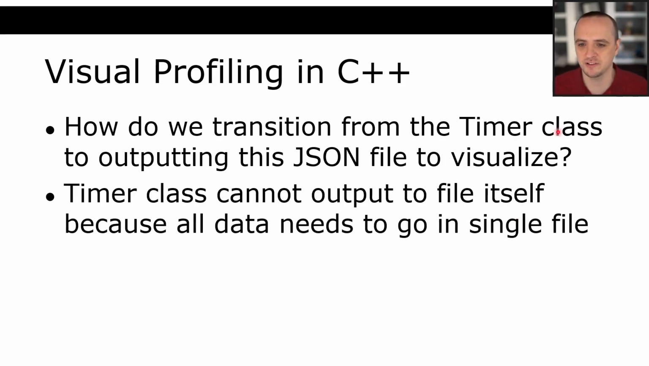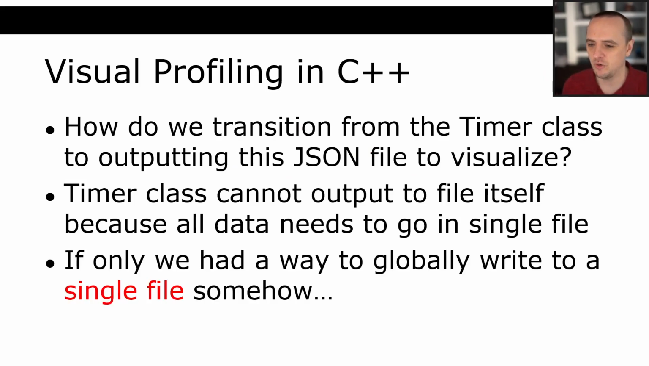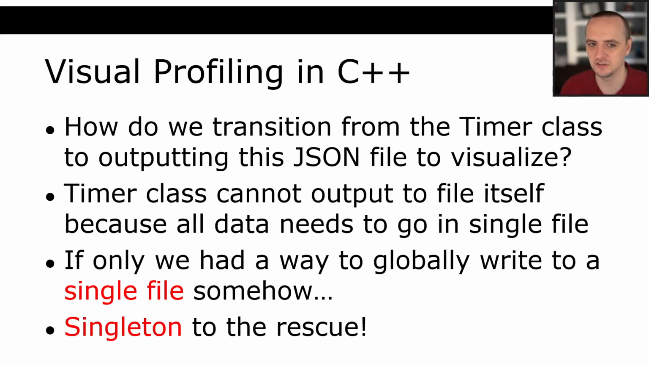The timer class cannot output to the file itself because all the data needs to go into a single file, right? We need all of our data to go to this single JSON file. And so, if we only had a way to globally write to a single file somehow, right? Remember how I said there was foreshadowing? Singleton to the rescue.